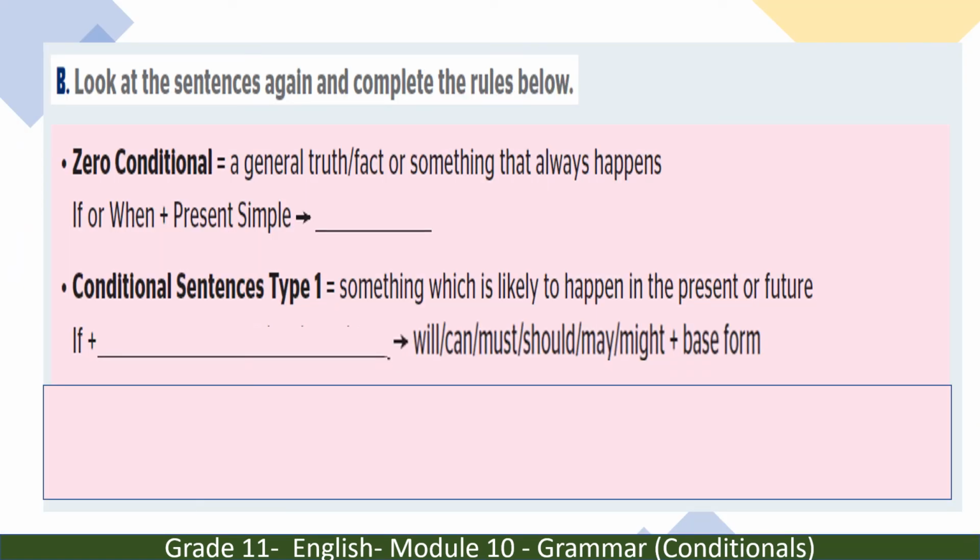Now exercise B. In this exercise, our task is to complete the rules for zero conditionals and first conditionals. Pause the video, answer the exercise, and come back to check your answers. So for zero conditional, the rule is if or when, present simple, and then present simple. For first conditionals, if followed by present simple, and then will, can, must, should, may, or might, plus base form.